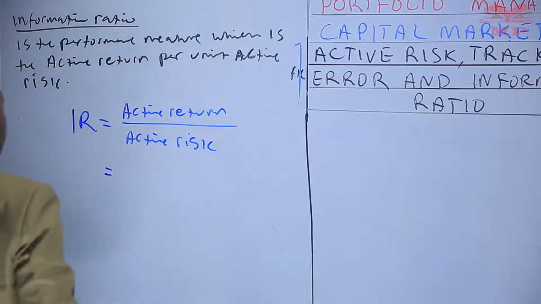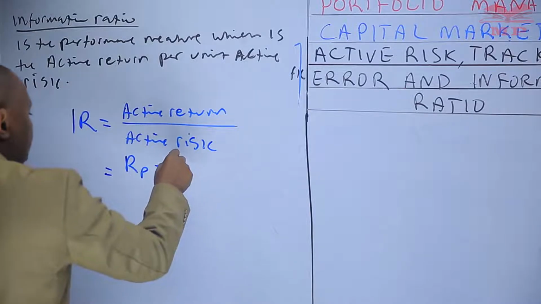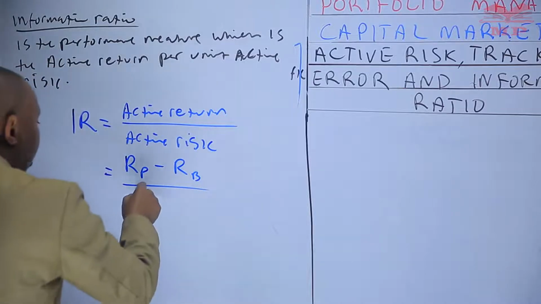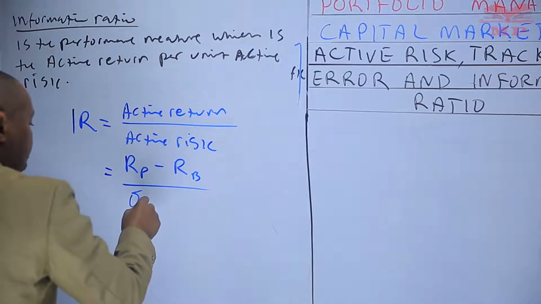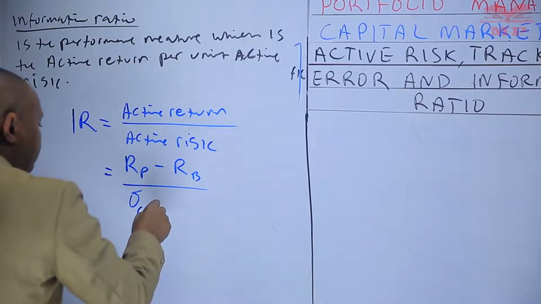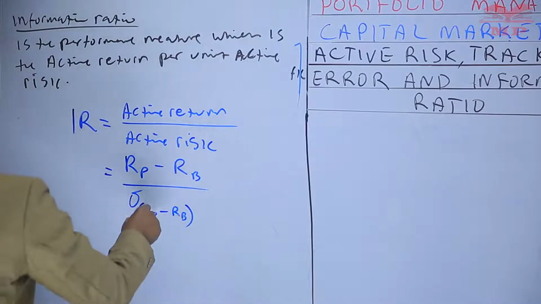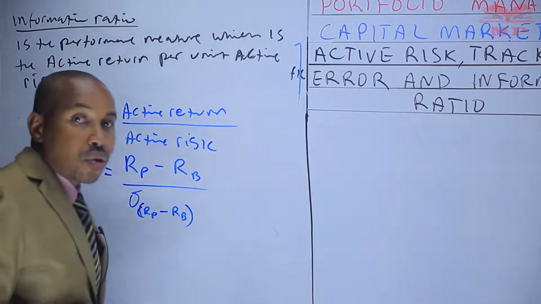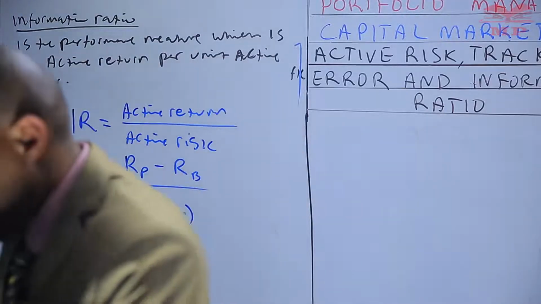which is return on the portfolio. Active return is return on the portfolio minus return on the benchmark, divided by the standard deviation of returns between the portfolio and the benchmark. So subscript RP minus RB. That's what we're saying is the information ratio. And the best way to demonstrate its application is by looking at an example.